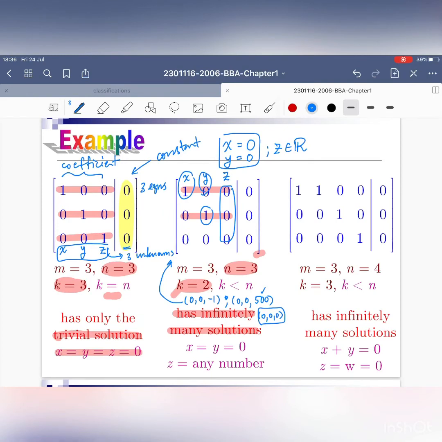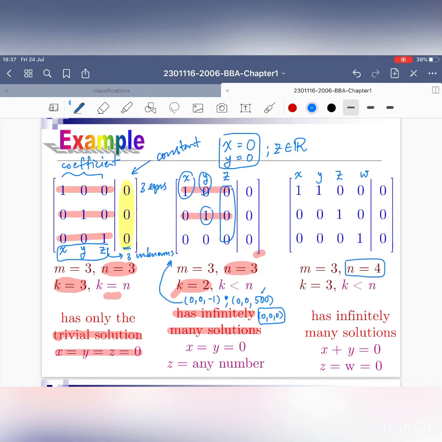How about the last example? In this last example, now you have the variables x, y, z, and w. So you have 4 unknowns.